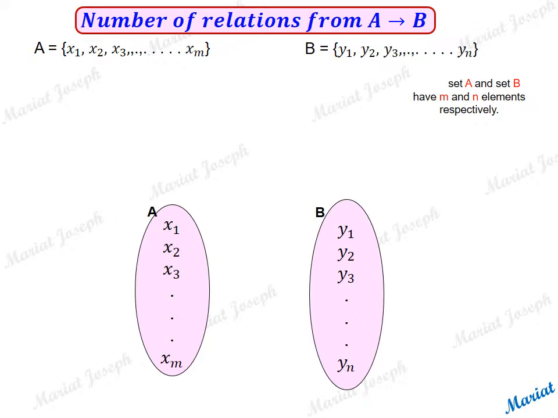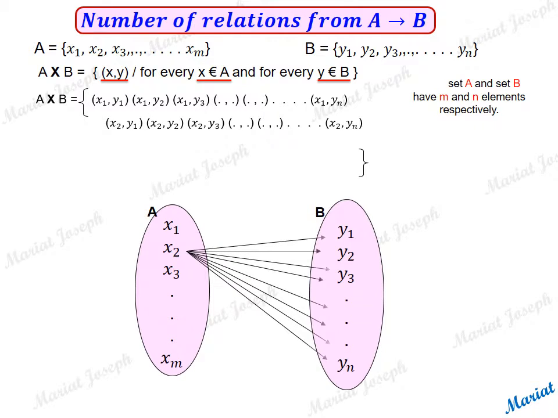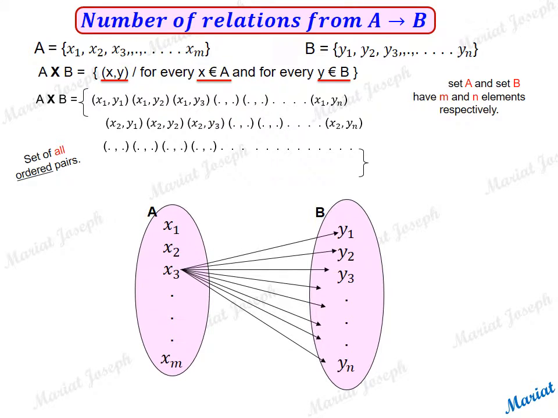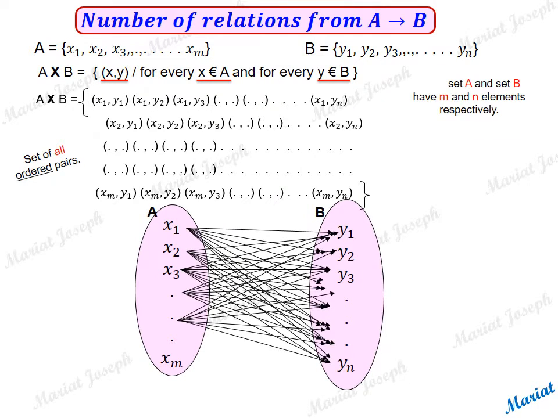How many relations are possible from set A to set B if set A has m elements and set B has n elements? Here we notice A cross B, the Cartesian product of A and B, is the set of all possible pairs (x, y), where x belongs to set A and y belongs to set B. Therefore, A cross B will consist of m into n elements. Each of the m elements of set A is paired with every element of set B. So mn ordered pairs are possible.